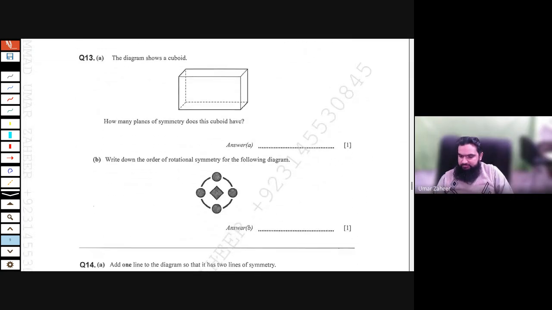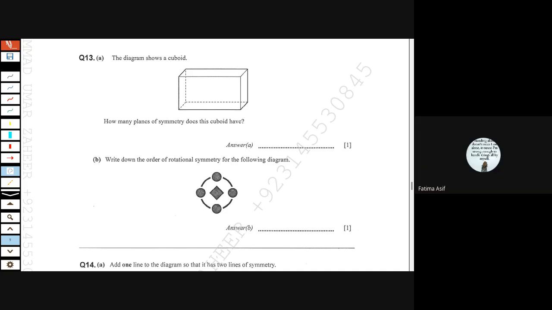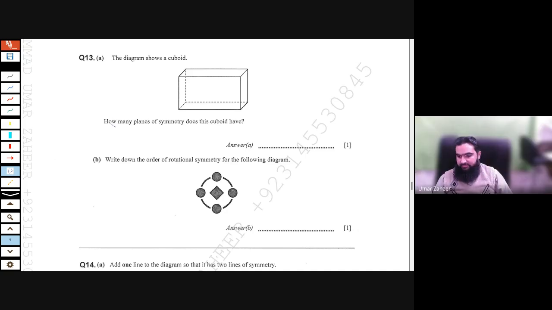All right, let's do the last one. The diagram shows a cuboid. How many planes of symmetry does this cuboid have? We just discussed the basic shape. How many do we have? 5? No, it's not a square. So we have 3.